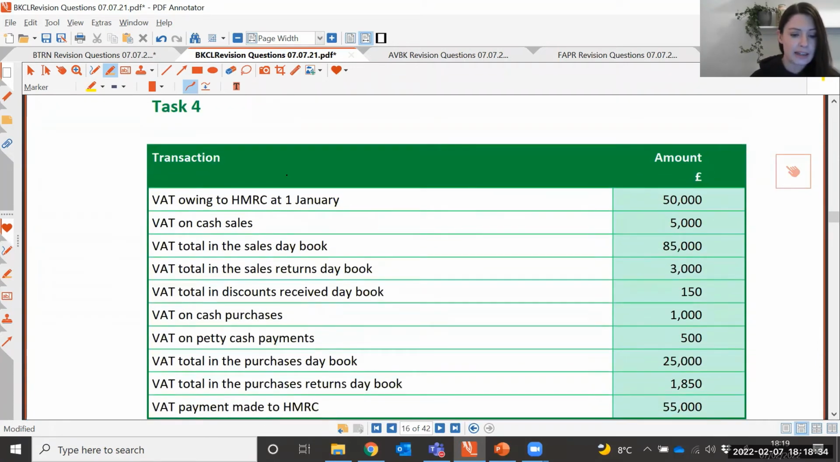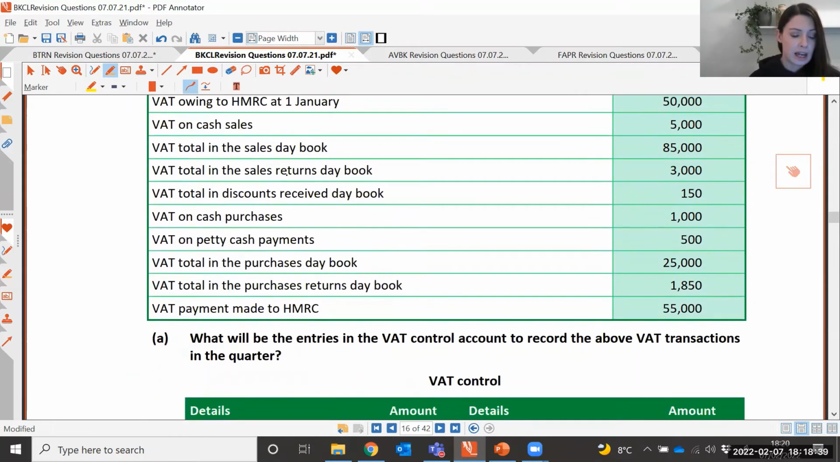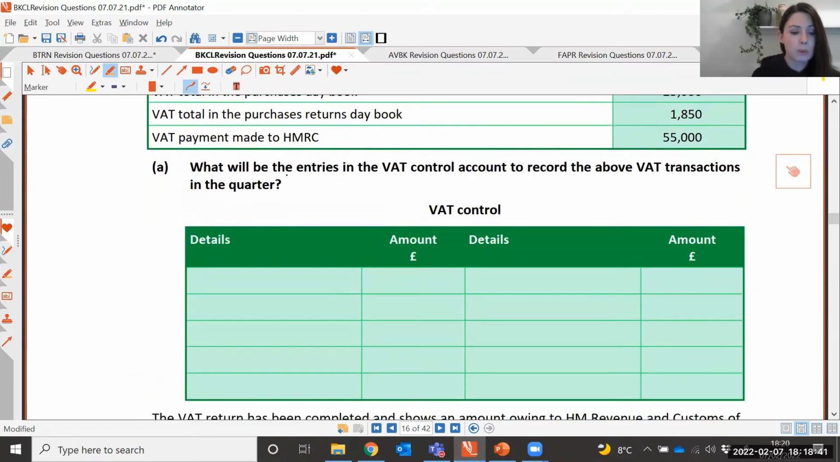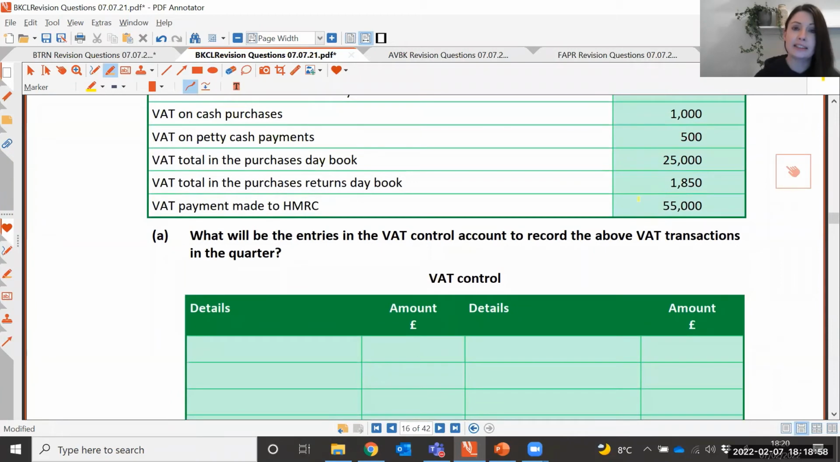Okay, so you can see here that we're given a number of transactions, and then task A, it says, what were the entries in the VAT control account to record the above transactions in the quarter? So we've got a VAT control account. Let me move this chat box down. And then we need to go through each of these transactions and enter them into the relevant side of the VAT control account.